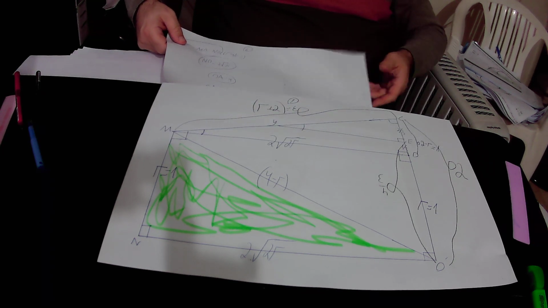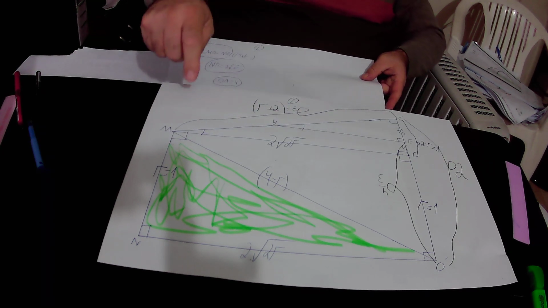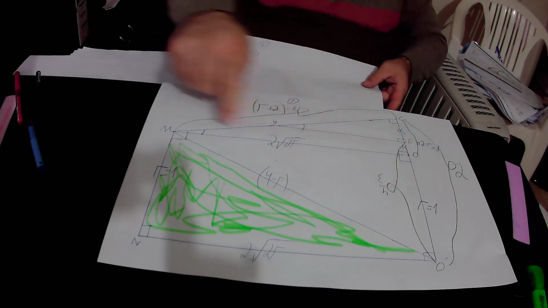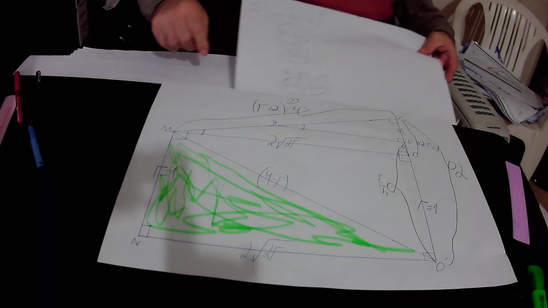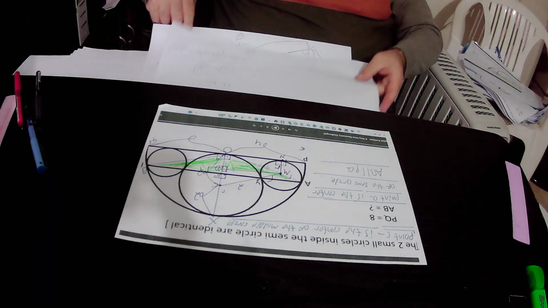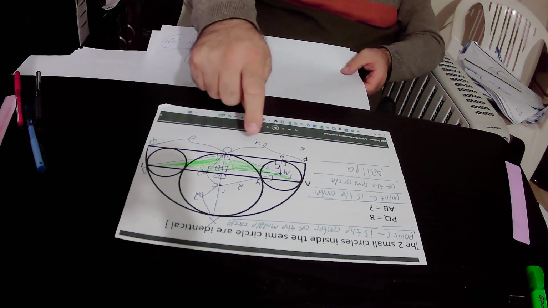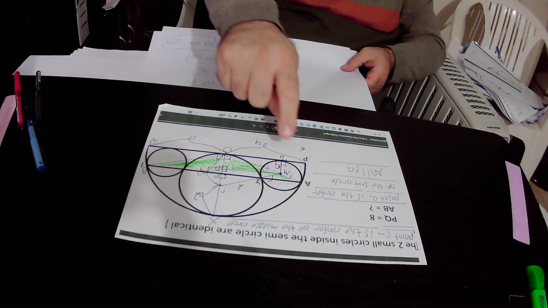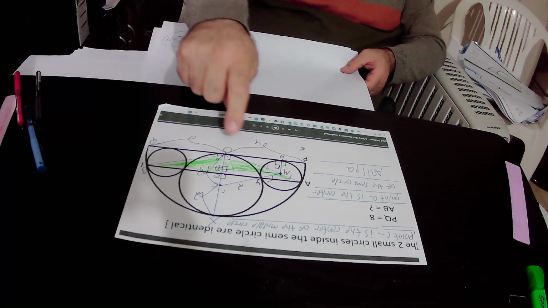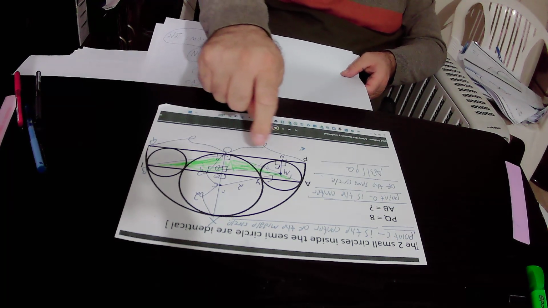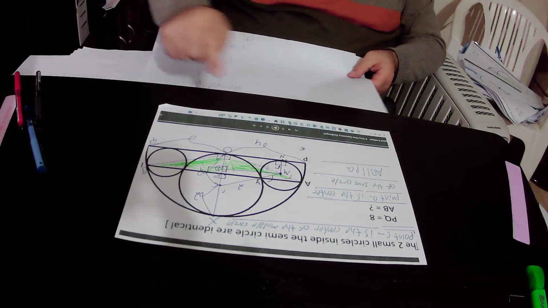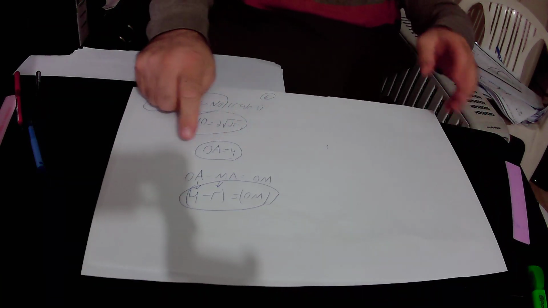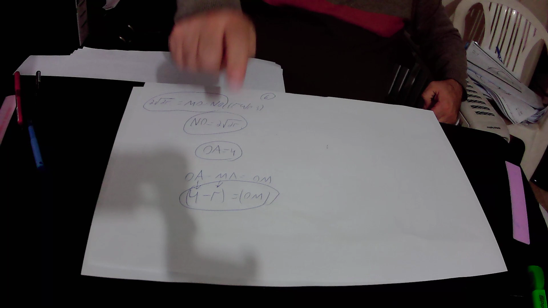Then we connected together points M and O by a straight line, and we connected together points M and A by a straight line. AM is the radius of the small circle, equal to R, and MO equals AO minus AM.